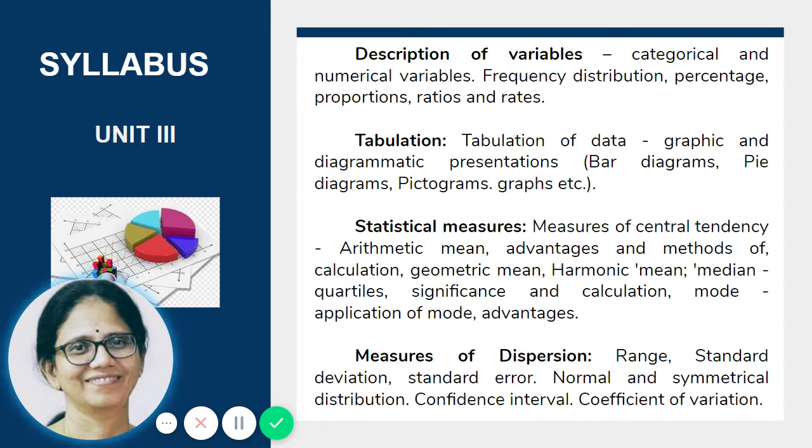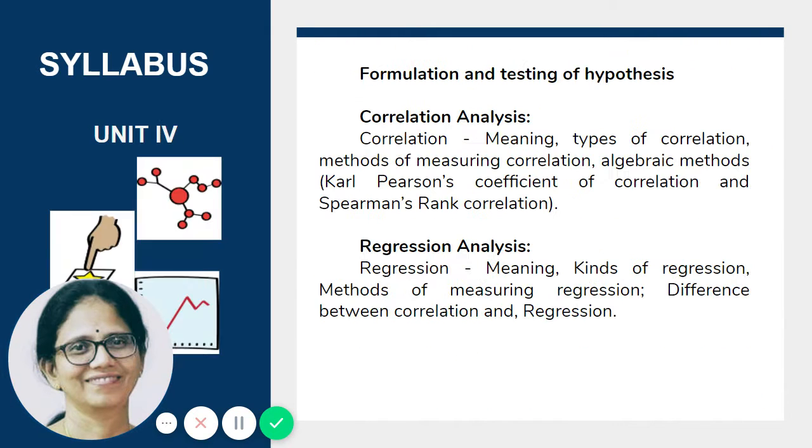In Unit 3, description of variables such as categorical, numerical, frequency distribution, percentage, proportions, ratios, and rates will be elaborated. Tabulation of data for easy understanding, statistical measures to understand the meaning or value of the data, and the measures of dispersion, all these will be explained in detail.